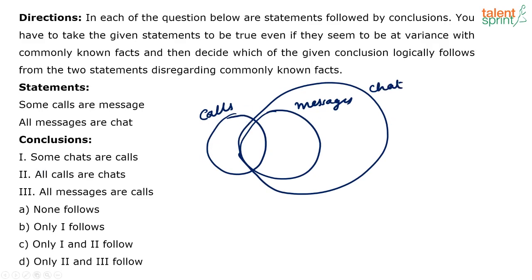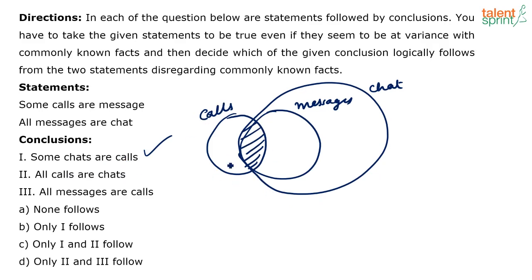Now first conclusion, some chats are calls. This is the basic diagram, correct? When you draw this basic diagram, you can very clearly see that there is a definite overlapping between calls and chat. So conclusion 1 definitely follows, because you can see that there is an overlap between the set chat and the set calls.